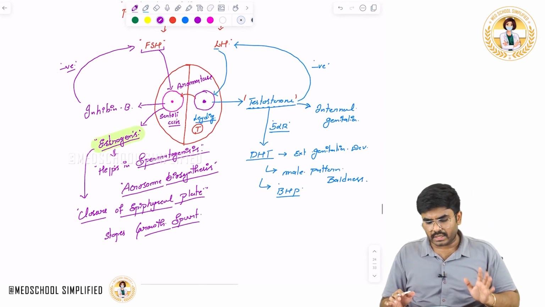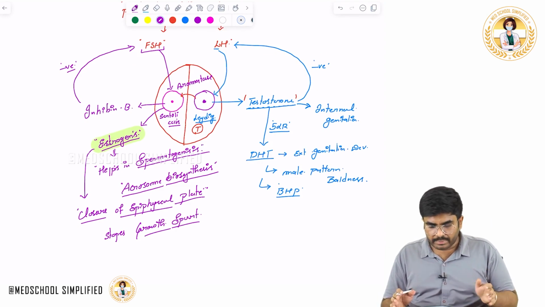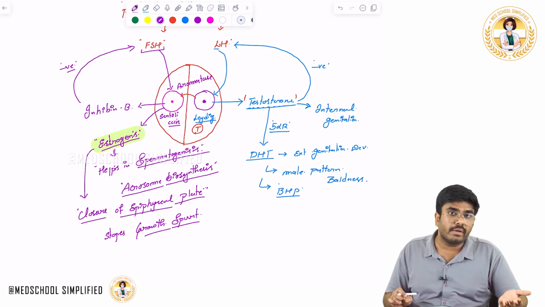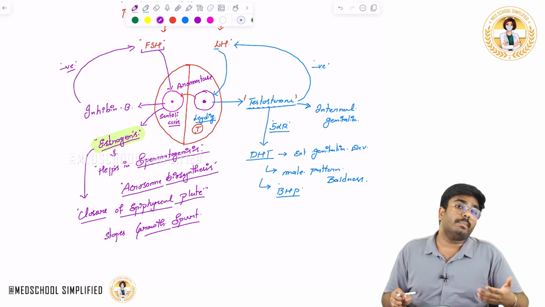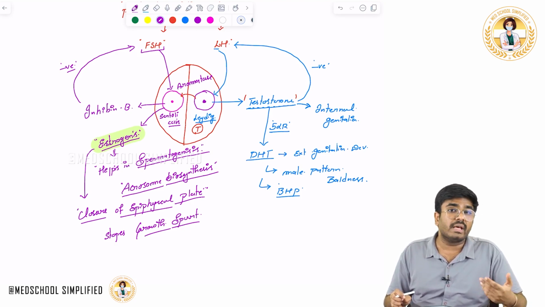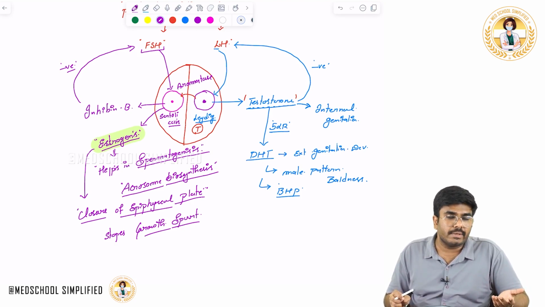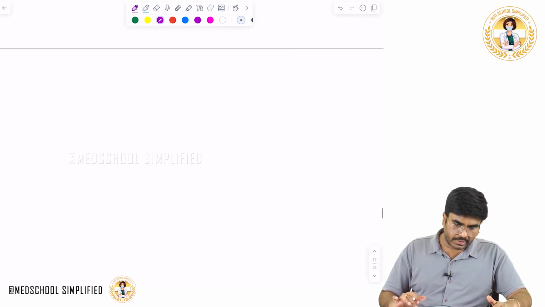In the testes, there are two types of cells, Sertoli cells and Leydig cells. The basic functions I have explained here. Later I will explain the most important points about the Sertoli cells, what else they secrete, how they form the blood-testicular barrier, how they help spermatogenesis, and how they act as nursing cells. We will discuss that later, but these are the basic points which I want you to know.